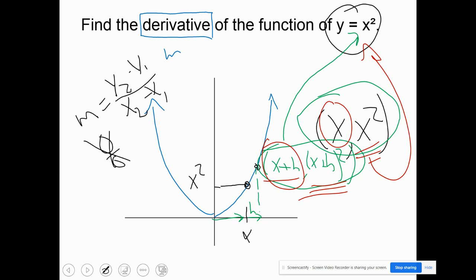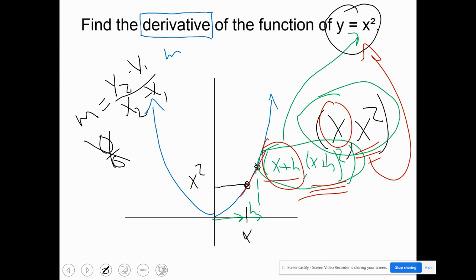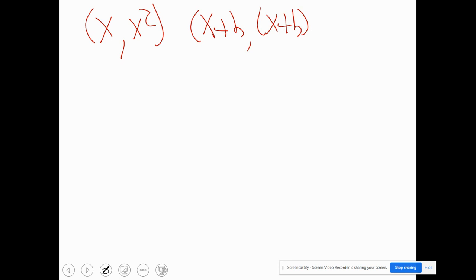Now, when I plug these into the slope formula, let's keep in mind that I want these points to be very close to one another. So right now, I get a line that cuts through them that looks like that. Now, that's a little tough to see. That's not the same as the slope at this point that we're looking for, but it is close to it. I'll come back to this slide here in a moment. My 2 points, x squared, and x plus h squared.